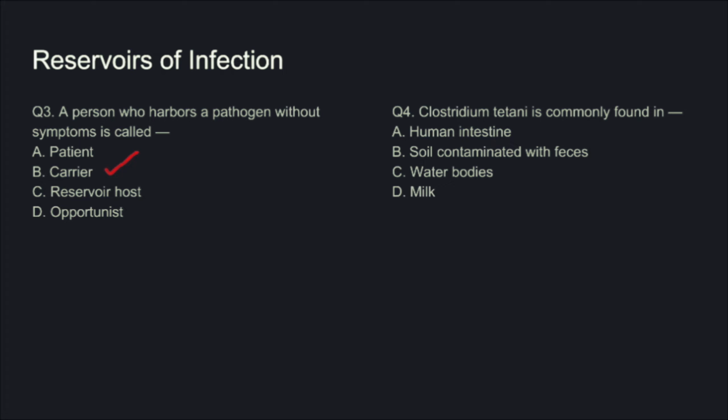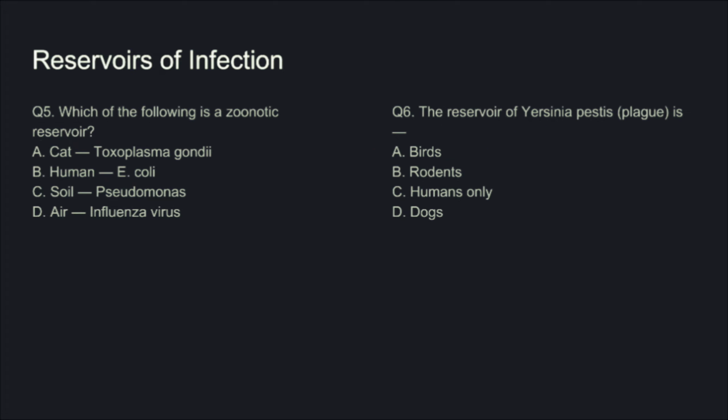Options are A, human intestine; B, soil contaminated with feces; C, water bodies; D, milk. So the correct answer for this question is option B, soil contaminated with feces. Question number 5.